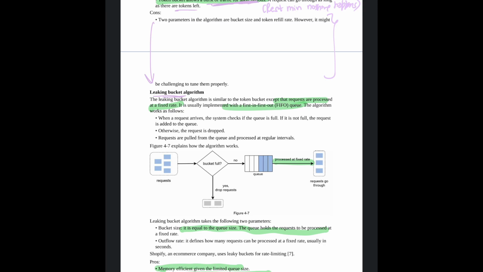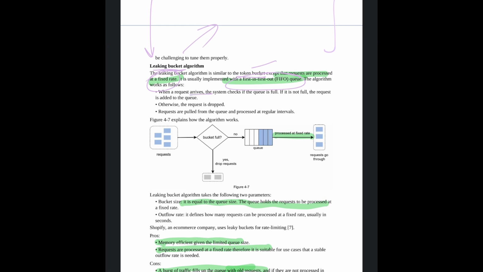Let's just read, it will be easier to understand. It's similar to the token bucket, except that the requests are processed at a fixed rate, unlike the last algorithm. It's usually implemented with a FIFO queue. When a request arrives, it checks if the queue is full. If the queue is not full, it stores the request in the queue. So now you have a queue separately for requests. And if the queue is full, the request gets dropped.